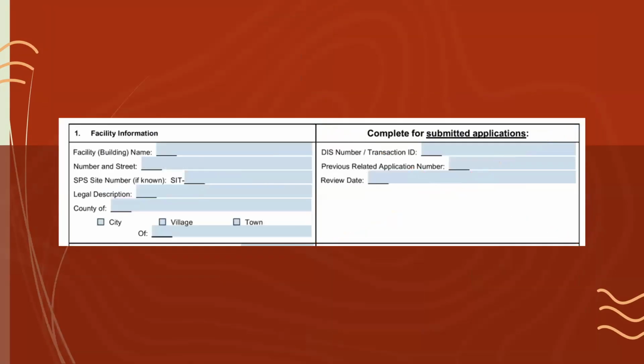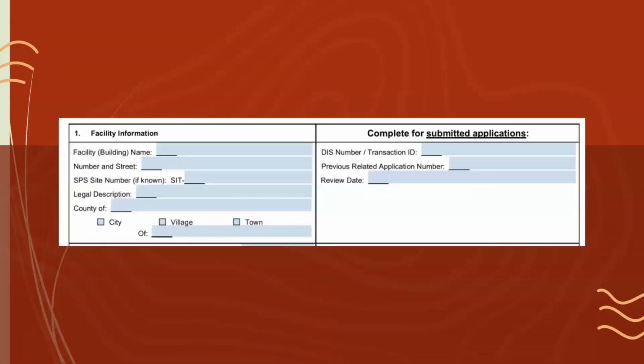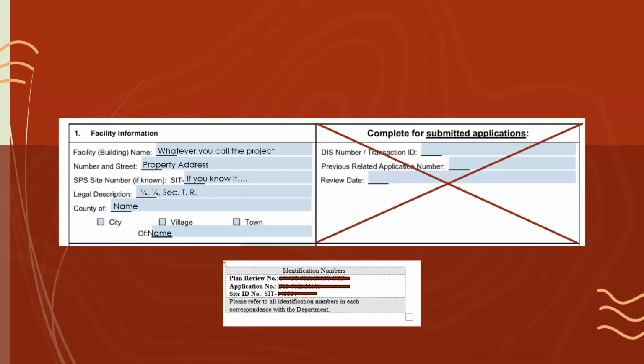So if we take a look at the individual sections here as we zoom in, you can see the first line there is the facility information. So you're going to want to include the name of whatever you call the project, the property address of it, and the site number if you know what it is. So if there's a previously approved plan, you'll have a site number for it. You can include that if you want, the legal description, and the county name. Simple, easy section to fill out, but make sure you fill it out correctly.